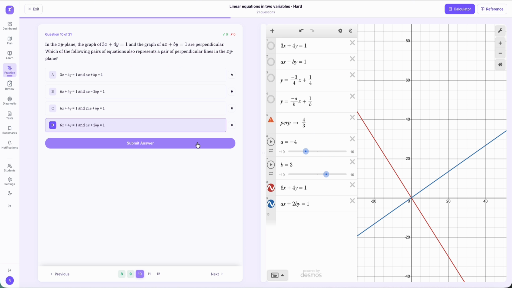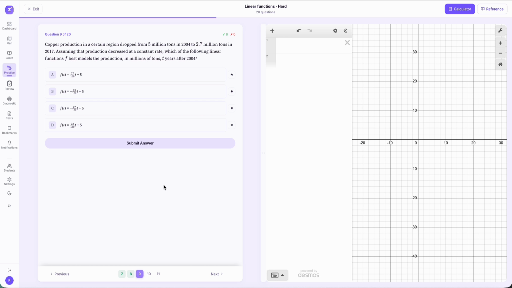Again, a tough question. If you haven't seen it before, that's going to be a tough one. But the SAT loves to repeat things. So if you don't know it, not a problem, as long as you learn it and it makes sense and you remember it. All right, next one. Copper production in a certain region dropped from 5 million tons in 2004 to 2.7 million tons in 2017.